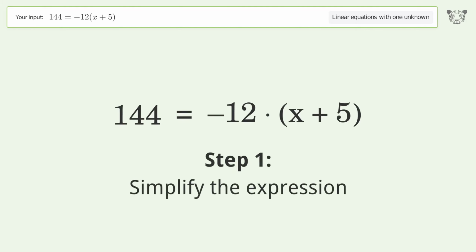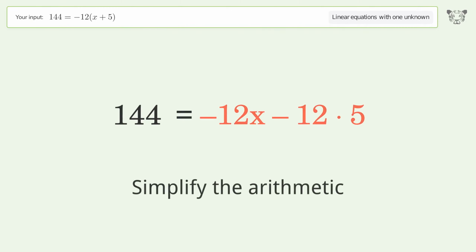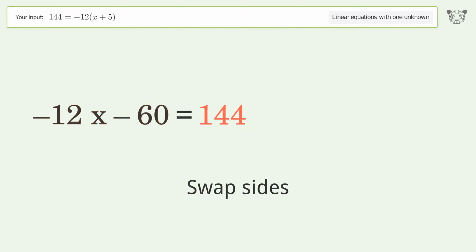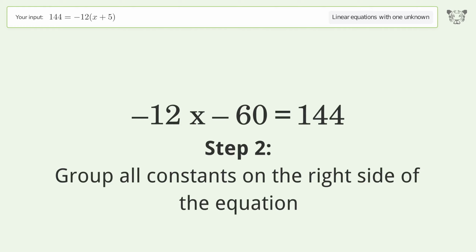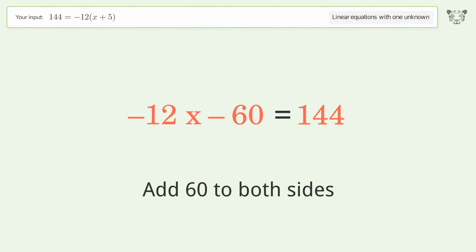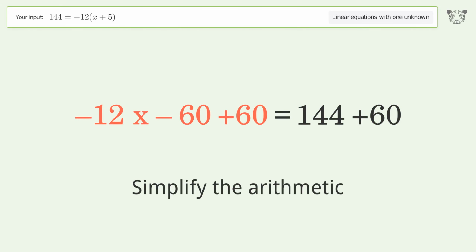Simplify the expression. Solve by distributing. Simplify the arithmetic. Swap sides. Group all constants on the right side of the equation. Add 60 to both sides. Simplify the arithmetic.